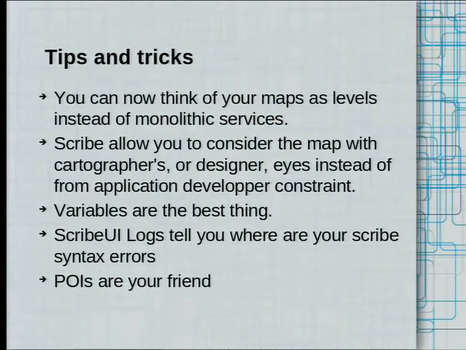Now some tips and tricks, basics with Scribe UI. The first thing is that you can now think of your maps as levels instead of services. Each zoom level can now become a map in itself, because you will be able to easily define the width, color, spacing of all your features. And this will allow you to consider your map with cartographer or web designer eyes instead of from the application developer constraint: my data are this and that, and I have to make the line blue, things like that. So it makes things easier and more beautiful for the end user as well.